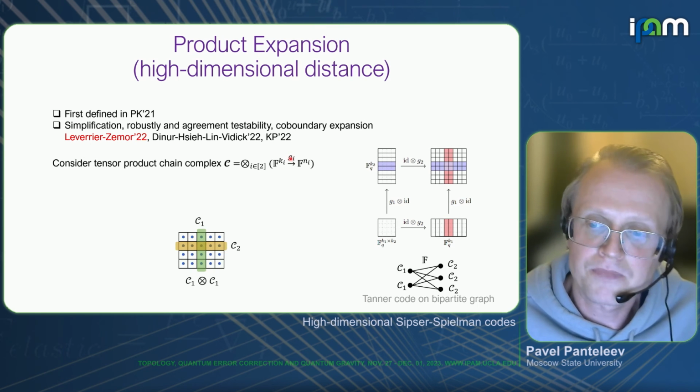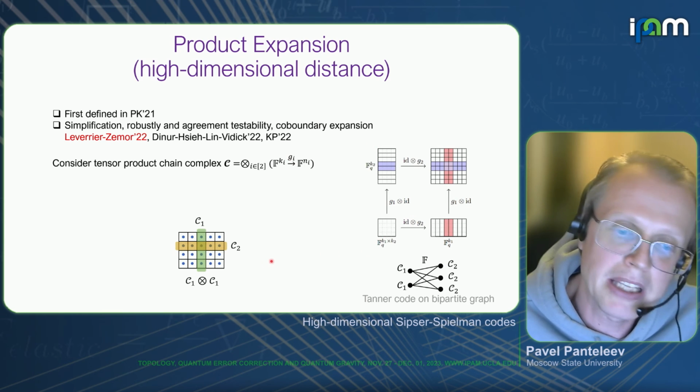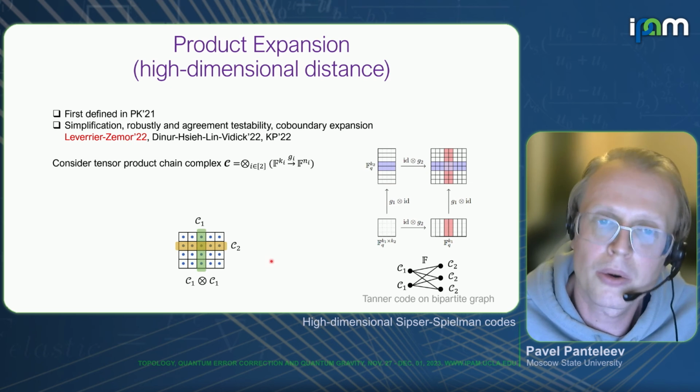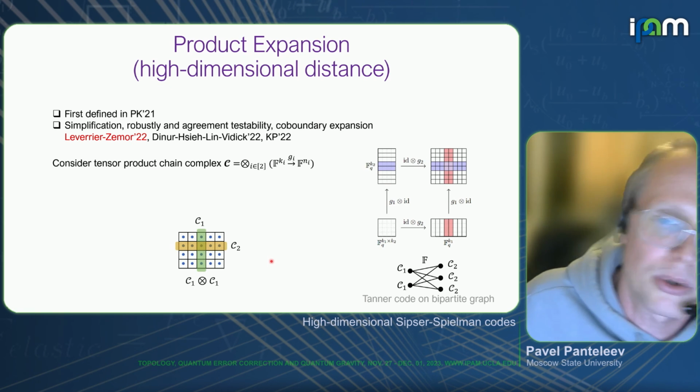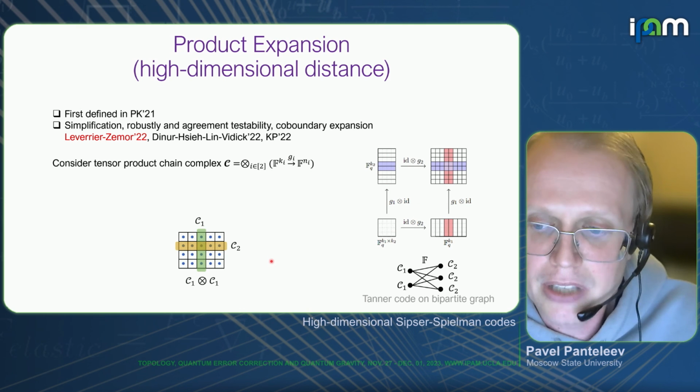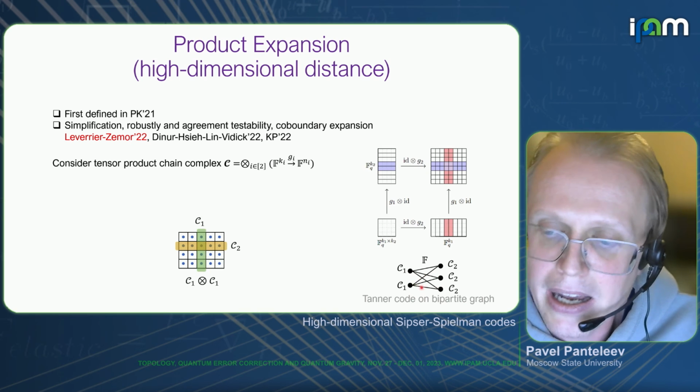So the main idea here is to also explain why we call it coboundary expansion and how it is related with expansion in graphs, which is because a product code can also be viewed as a Tanner code on a bipartite graph.